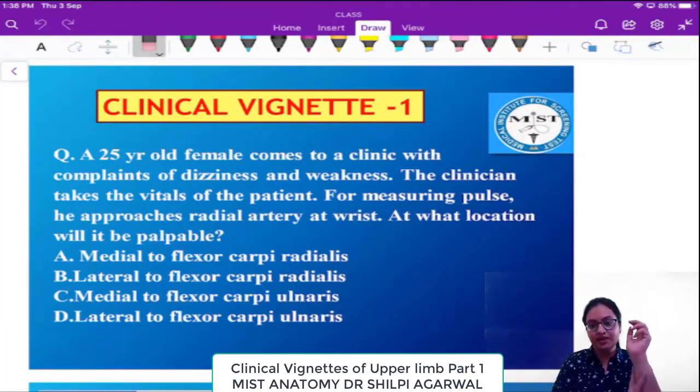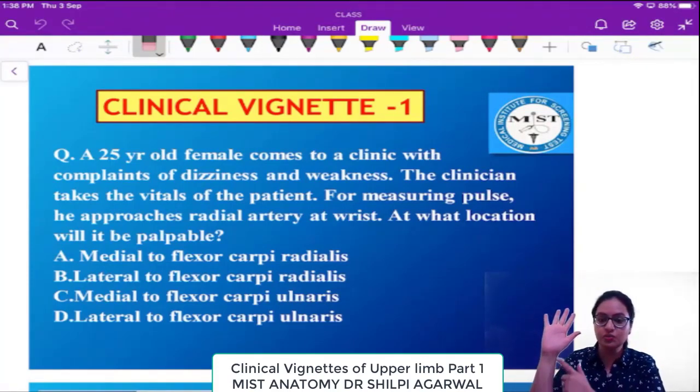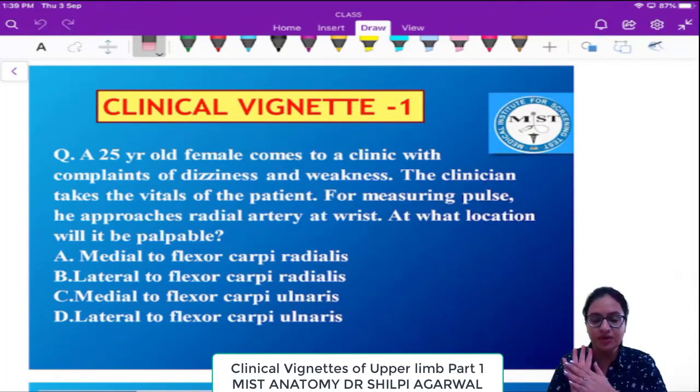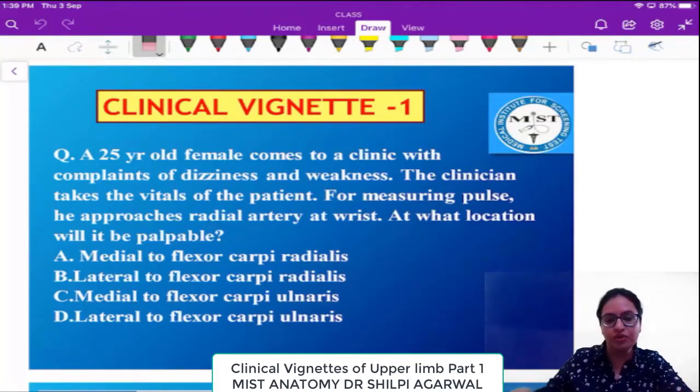Now these radial and ulnar arteries run in the forearm. The radial artery runs towards the lateral aspect of the forearm, and the ulnar artery runs towards the medial aspect of the forearm. When they reach the hand, they anastomose with each other. So in the hand you have palmar arches. The arterial palmar arches are termed the superficial and deep palmar arches. So we basically have two palmar arches. This is the whole arterial network of the upper limb.